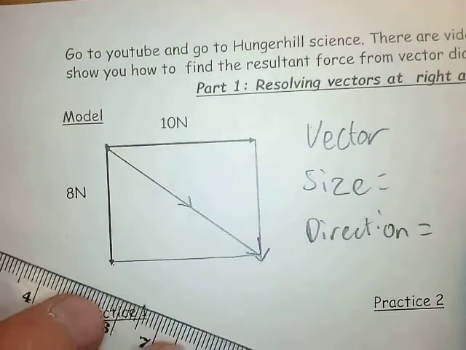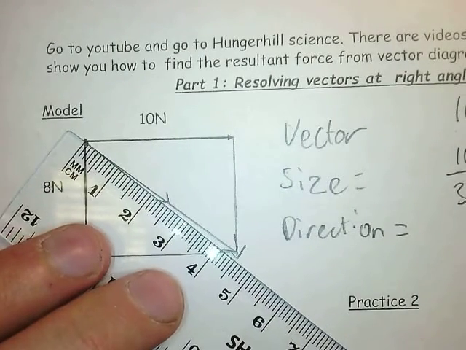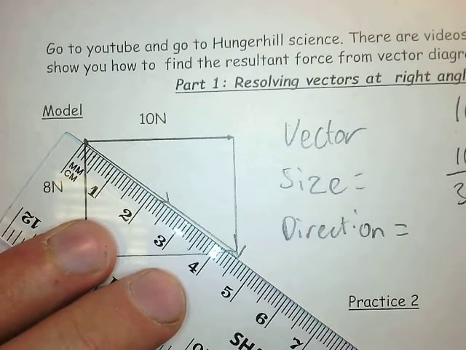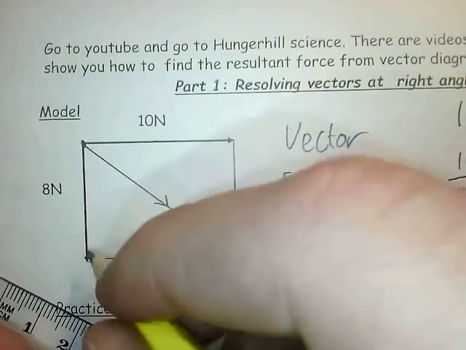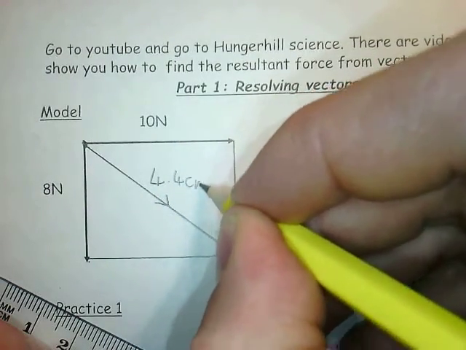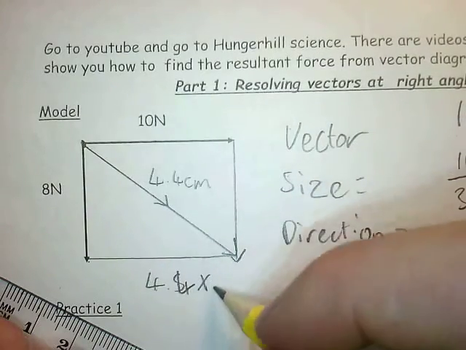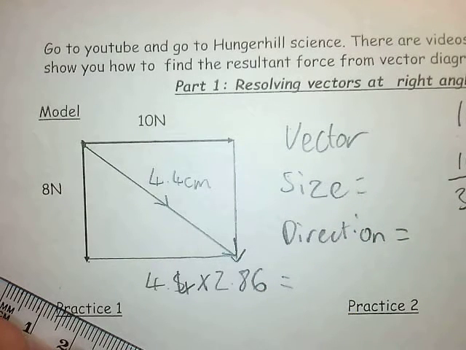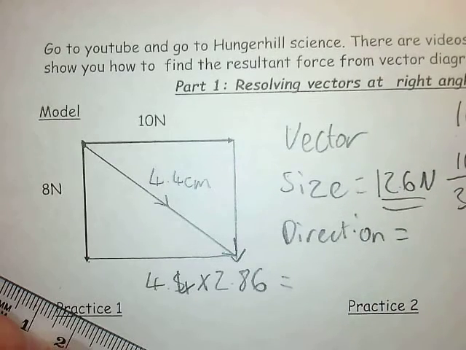So back to this. If I know that every centimetre is 2.86 newtons, if I measure the length of this vector in the middle, the length of the resultant force, taking that as 4.4 centimetres. So that's 4.4 centimetres, okay, and then do 4.4 times my 2.86, okay, and that'll give me my size. So that's 12.6 newtons. That's my answer.